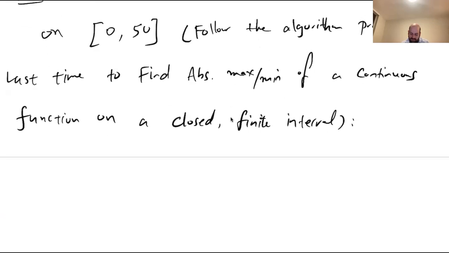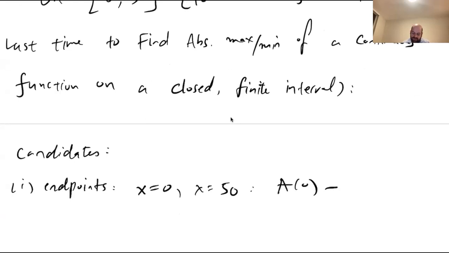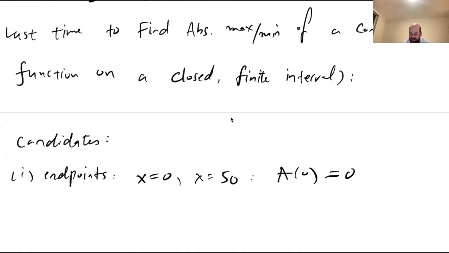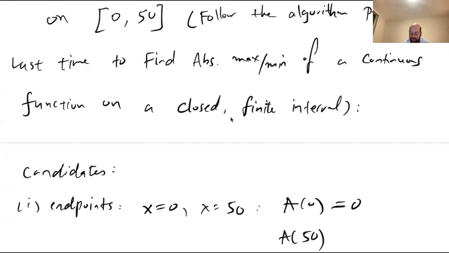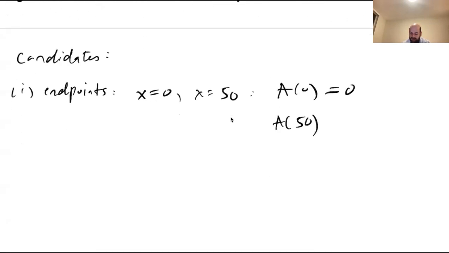Do you remember? So first we need to write the candidates, which will be endpoints. Endpoints here are X equals 0 and X equals 50. So if I find the corresponding outputs, area at 0, remember the formula for area, 50X minus X squared. At 0 will be 50 times 0 minus 0, that will be 0. At 50, area will be 50 times 50 minus 50 squared. That will also be 0. And then we also have to look at the critical points.